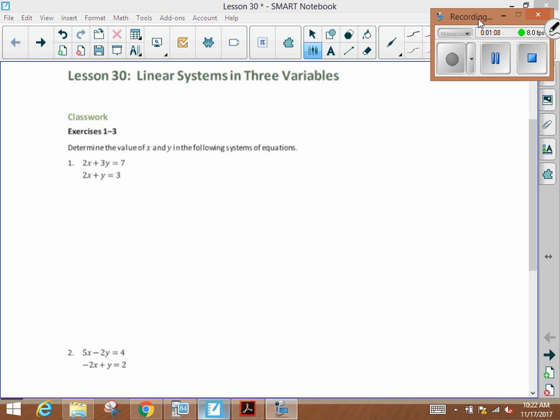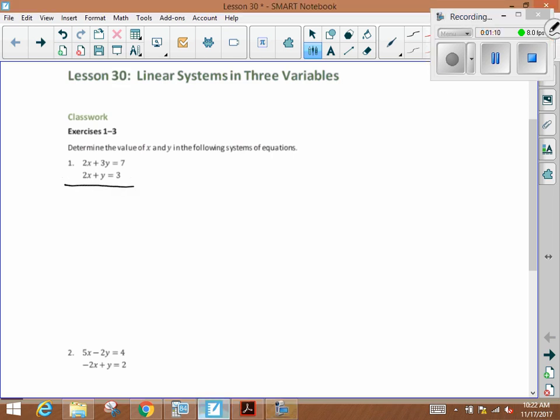So the first thing is, you did learn the elimination method, right? So in the past, you would subtract these. So 2x minus 2x is 0, 3y minus y is 2y, and 7 minus 3 is 4. So then you got that y was equal to 2 when you divided both sides by 2.